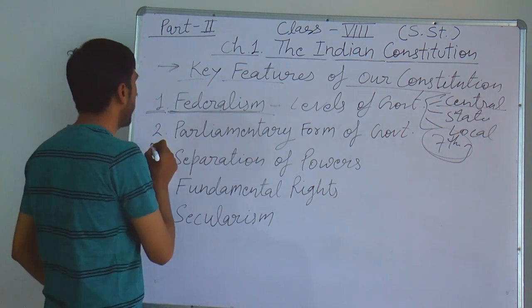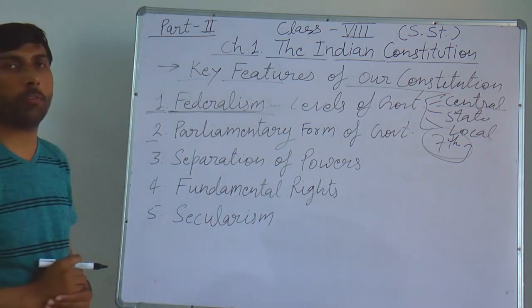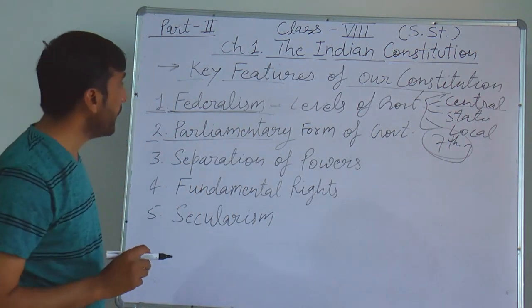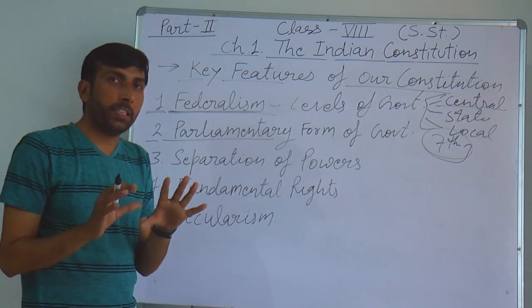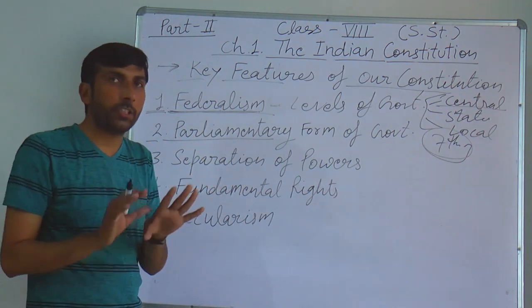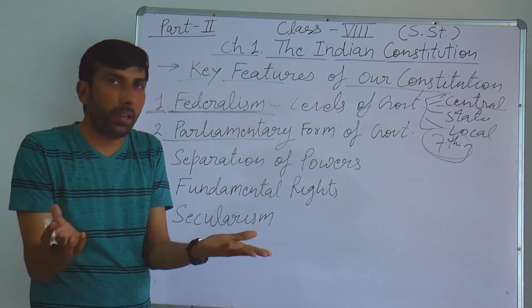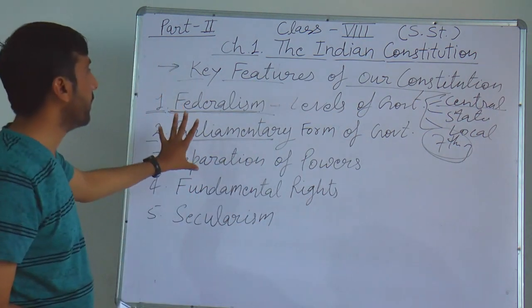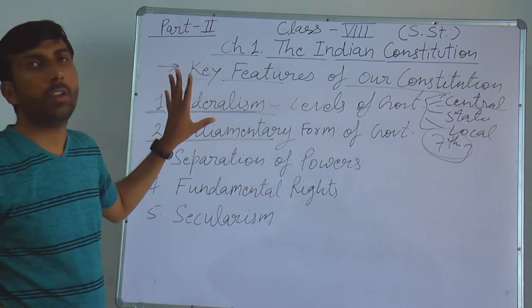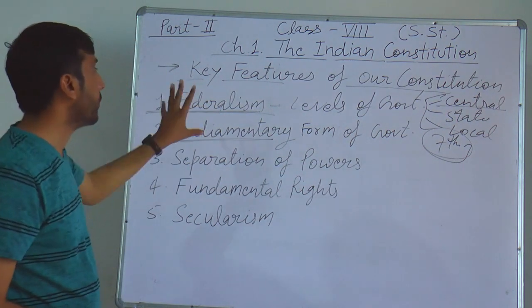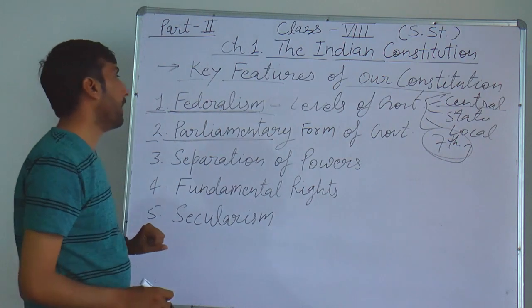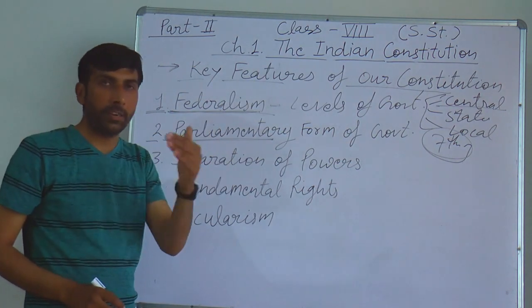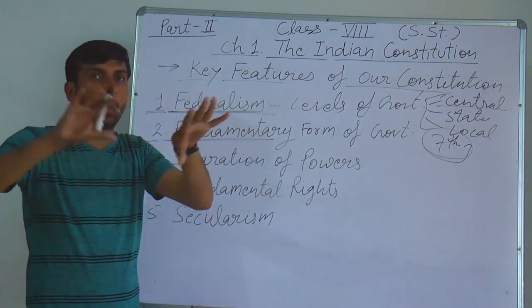So, federalism. Next is the parliamentary form of government. What is a parliamentary system? A parliamentary system means there is a parliament in the country, consisting of a single house or two houses. Parliamentary means the representatives of the people will make the laws, rules and regulations for the country. That is known as the parliamentary system. In the parliamentary system, the head of the representatives will play the role of head of the government.